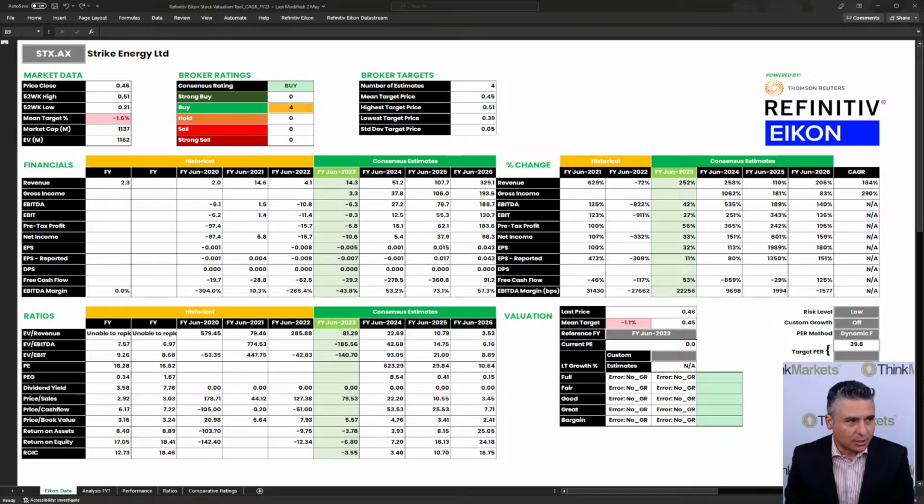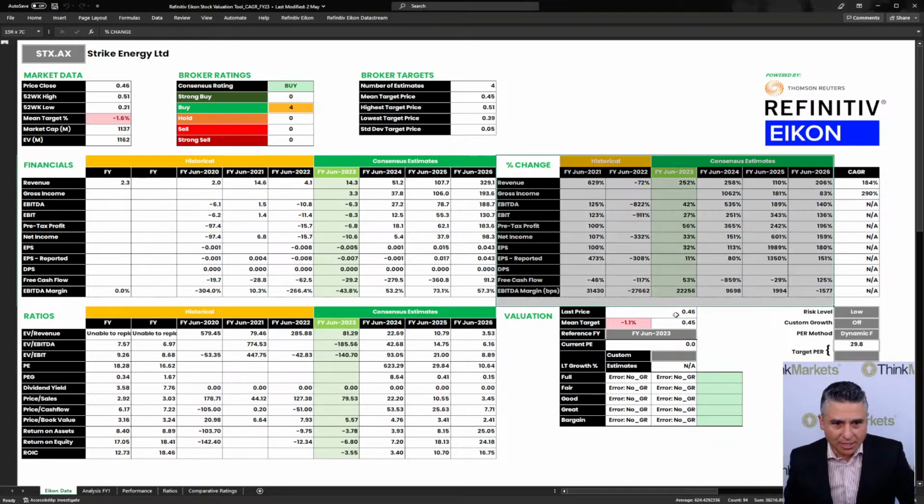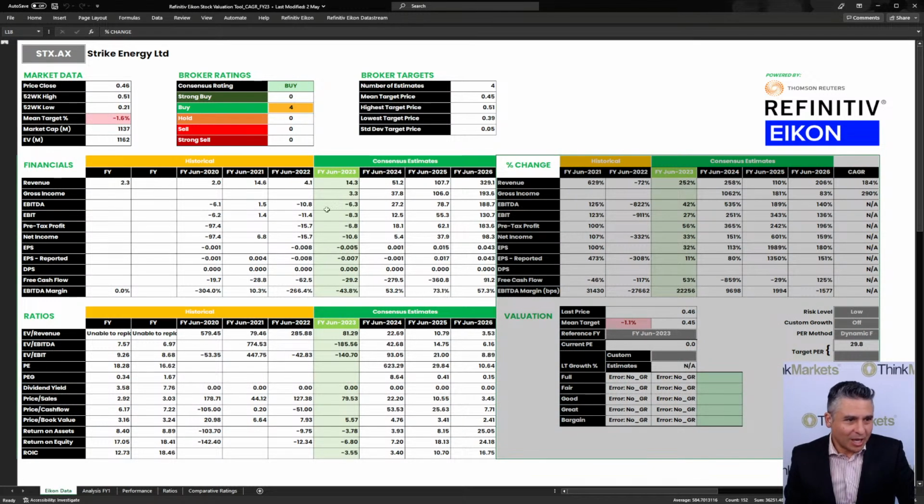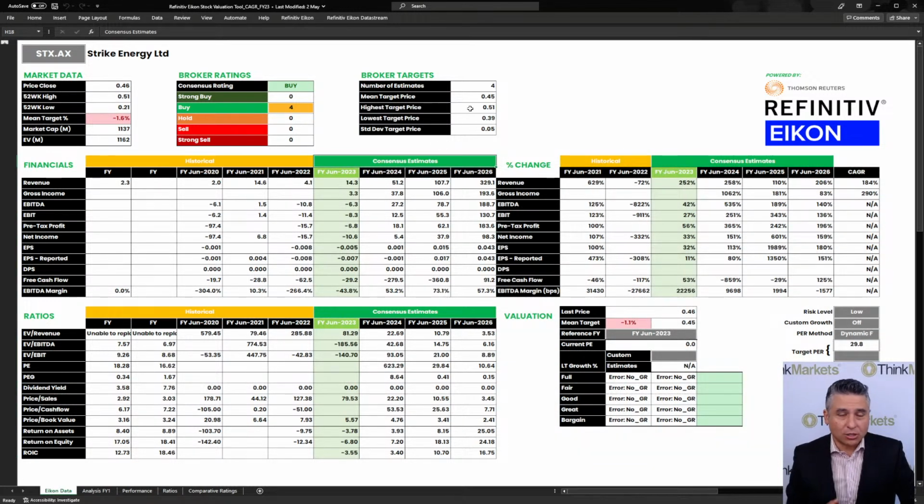Let us head over here to the Thomson Reuters Refinitiv Icon spreadsheet, or at least most of the spreadsheet is theirs. Quite a bit of it is mine. In fact, really anything on that side is mine. But what Thomson Reuters is good at is surveying big brokers, big research houses, the smartest of smarty pantsers out there analysing companies. In fact, we have 4 of them that cover Strike Energy. And we get their consensus estimates.